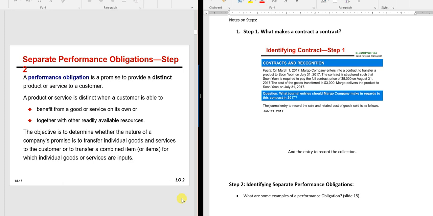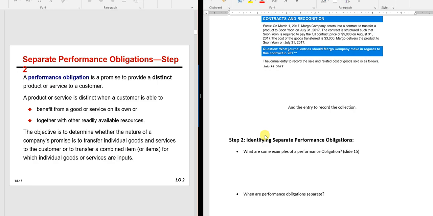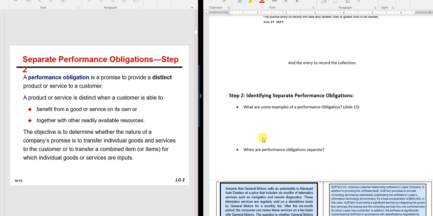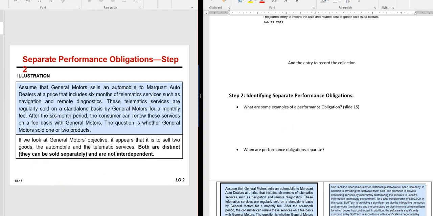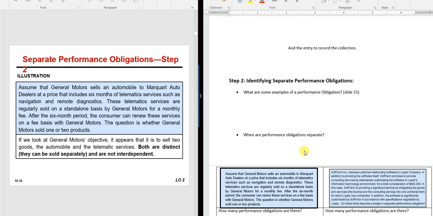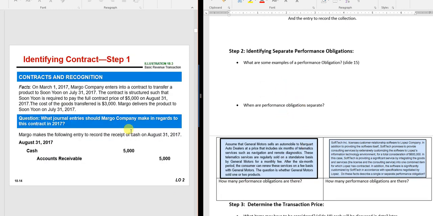A performance obligation is a distinct product or service to a customer. So the product or service is distinct when a customer is able to benefit from a good or service on its own or together with other readily available resources. So sometimes this is hard to figure out. Do we have separate performance obligations? So what are some examples of performance obligations? When they need to be distinct items. And so hopefully they'll give me some examples on that. Okay, so write down those from slide 15.